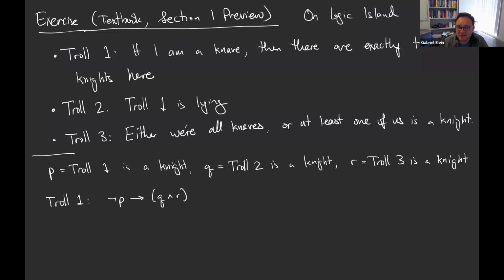So notice I put the parentheses. If you don't, this is an ambiguous statement. This could mean not P implies Q, and R, or it could mean what we want it to mean, which are logically different: not P implies, parentheses, Q and R. So we want those parentheses there. Okay, and troll 2: troll 1 is lying. That's more straightforward than the last one. Troll 1 is lying just means that they're not a knight, so that's just not P.